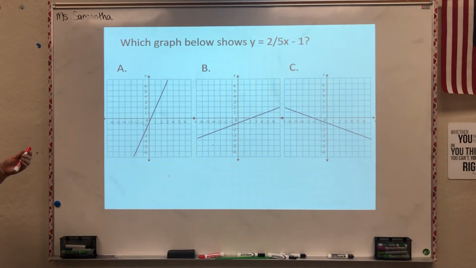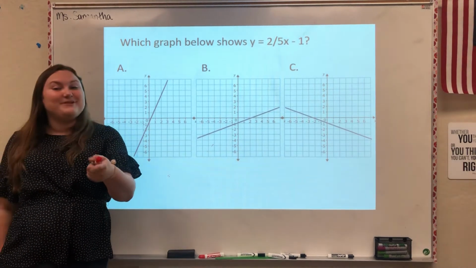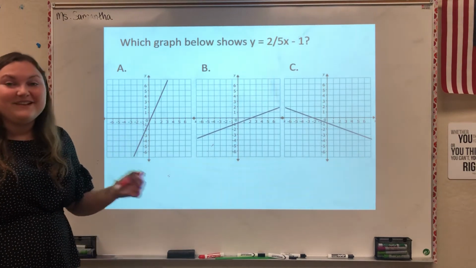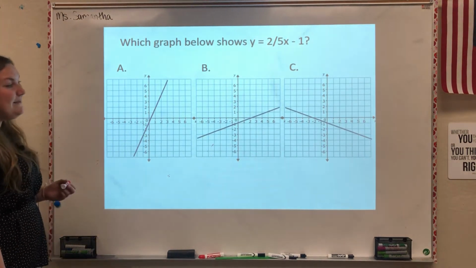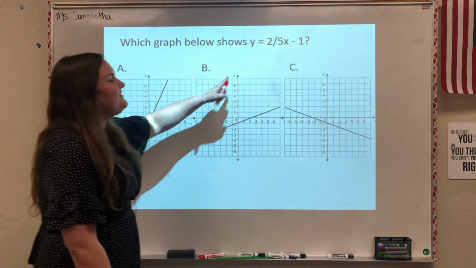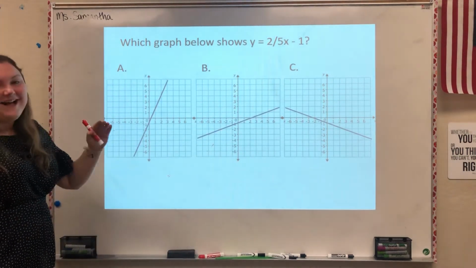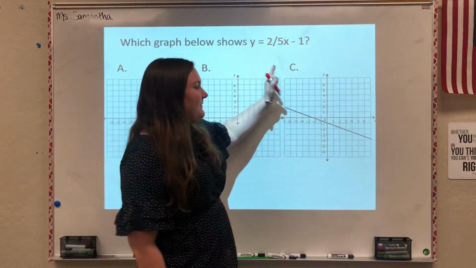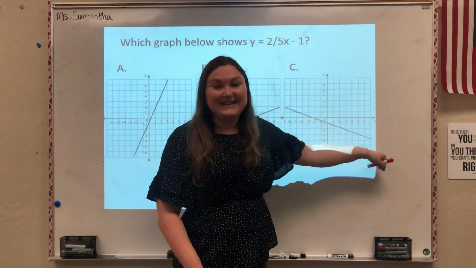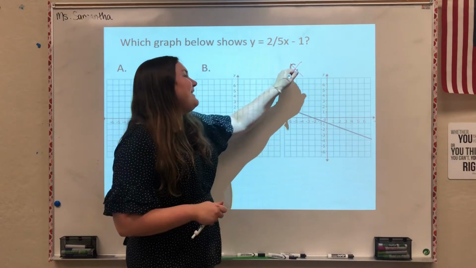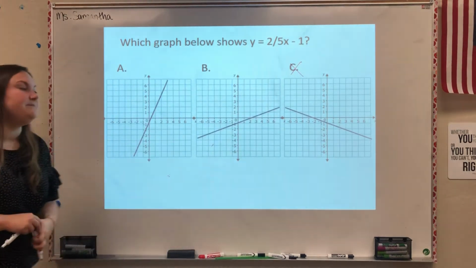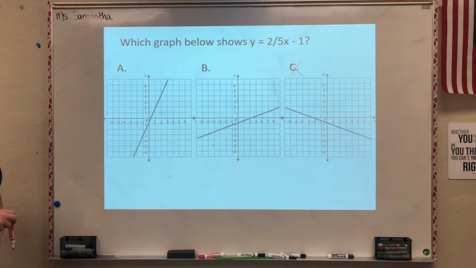Well, if I was a student for this one, I would use exactly what we just finished talking about with slope telling you the direction to help me eliminate one of these. Notice the slope is positive. That means I want a line going up. This graph here from left to right, that line is going down. That automatically means my answer should not be C. So I'm left with these two.